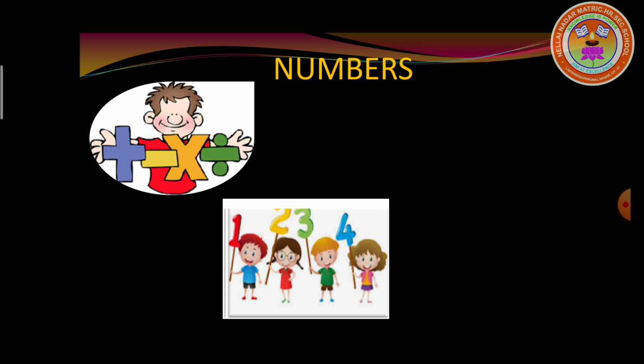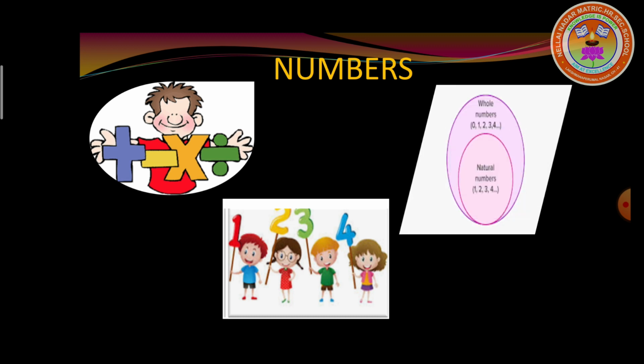What do you mean by natural numbers, children? Numbers that start with 1, 2, 3 and go on are called natural numbers. And what do you mean by whole numbers? Numbers that start with 0, 1, 2, 3 and go on are called whole numbers. The remaining ones you just recall. Okay?